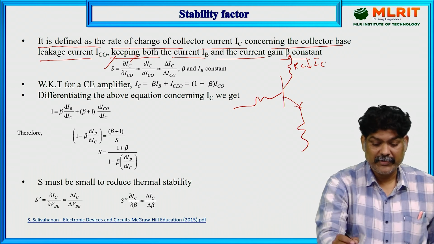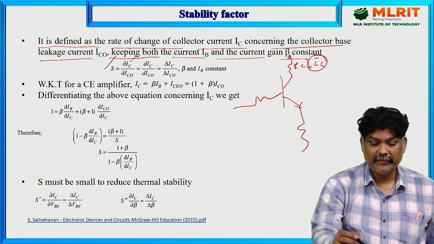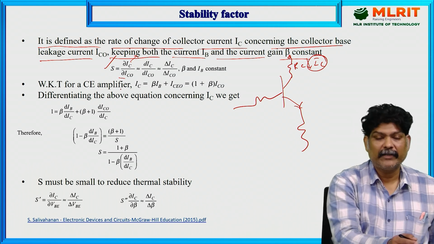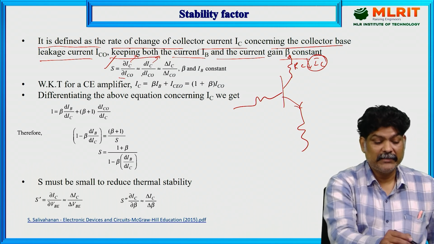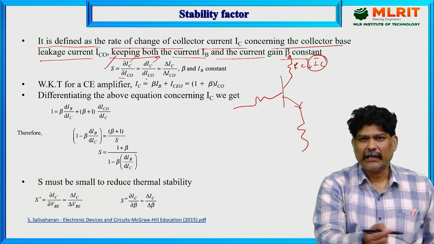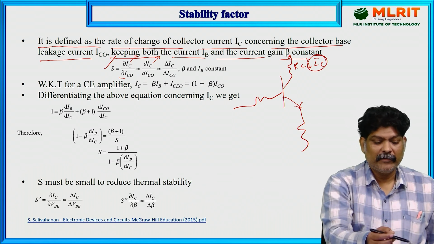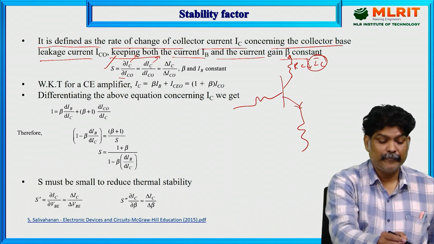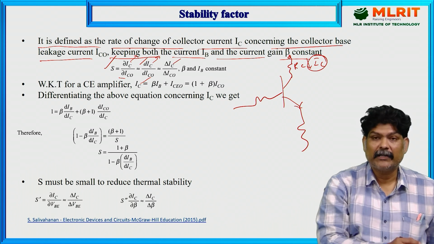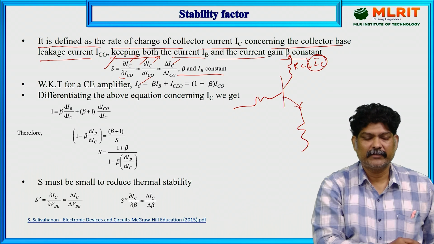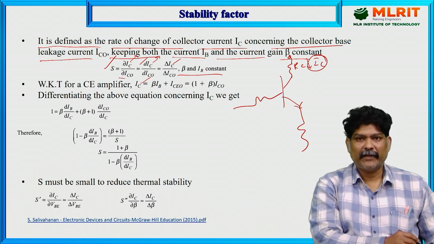So it is the change in collector current by the change in leakage current, that is ∂IC0, or you can say the reverse saturation current. This is a change in small current values, and small current values can be represented with differentiation. That is dIC by dIC0 or delta IC by delta IC0, when beta and IB are constants. So this is called the stability factor.